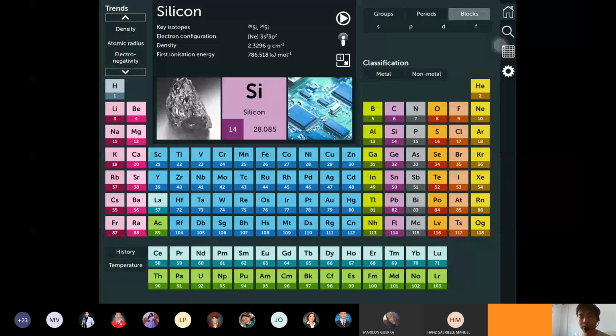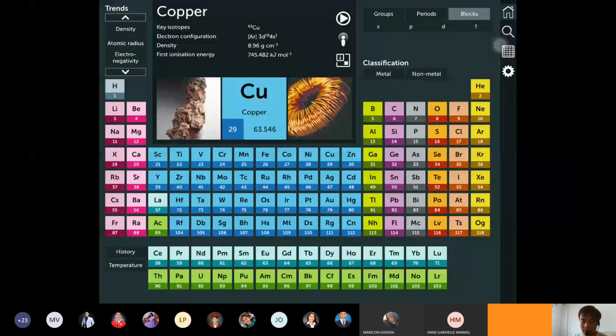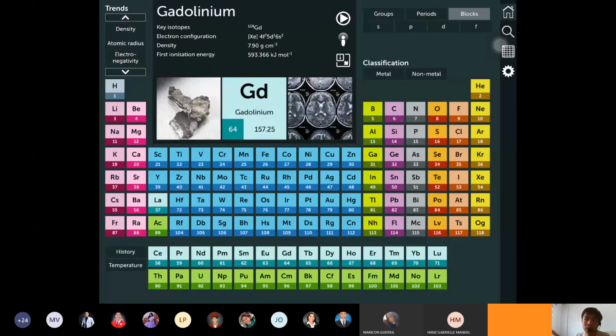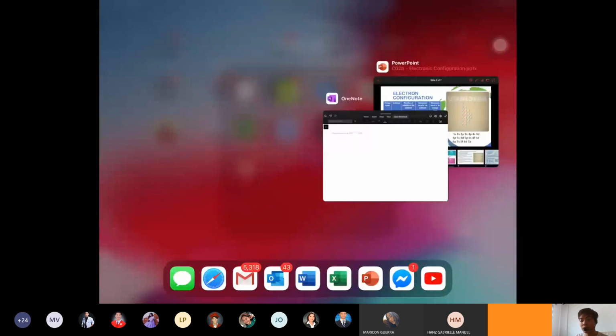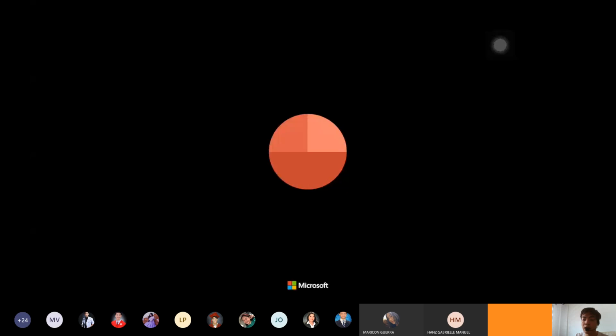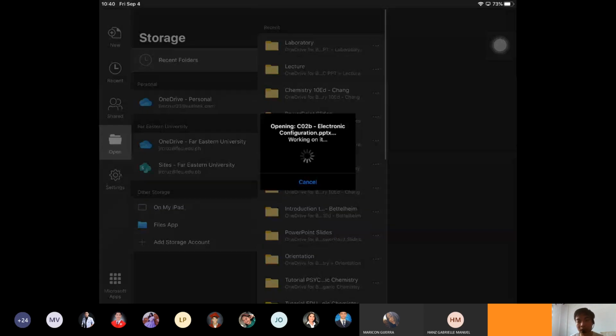Kunwari, I have this copper, no? So for copper, most likely, nasa 4th energy level yung last electron niya, and meron siyang electron sa d orbital, no? So ayan, no? So on and so forth. Ganun din dito sa f orbitals, no? So ibig sabihin, electron configuration can actually give us an idea about the identity of our atoms, no?